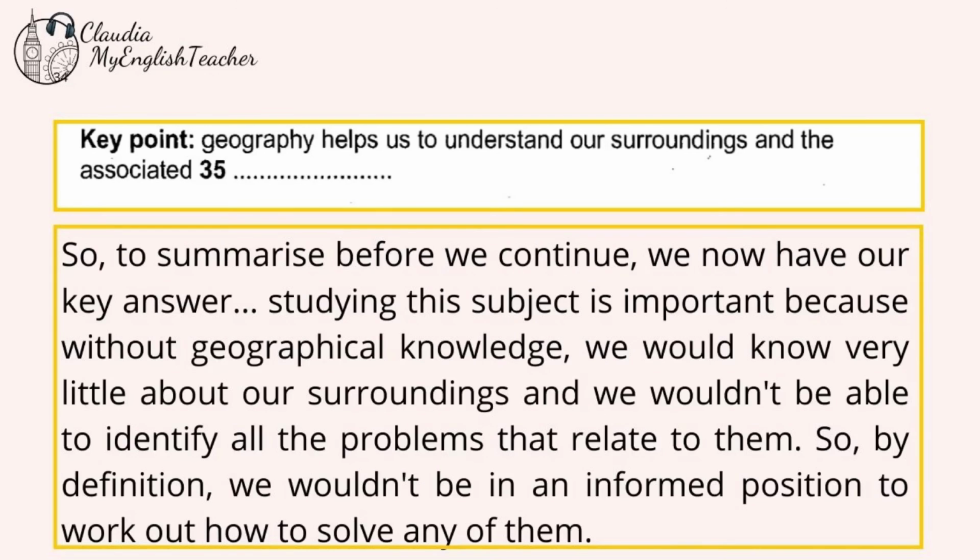So, to summarise before we continue, we now have our key answer. Studying this subject is important because without geographical knowledge, we would know very little about our surroundings and we wouldn't be able to identify all the problems that relate to them. So, by definition, we wouldn't be in an informed position to work out how to solve any of them.